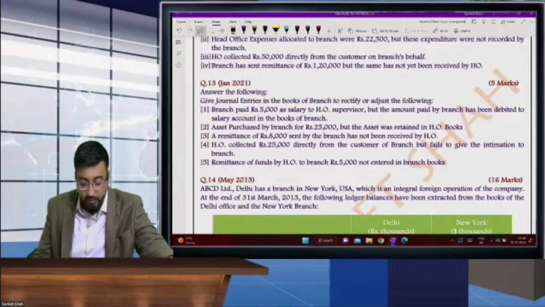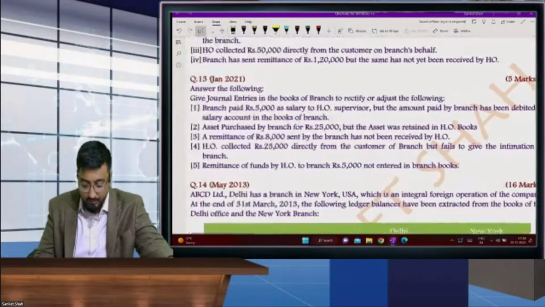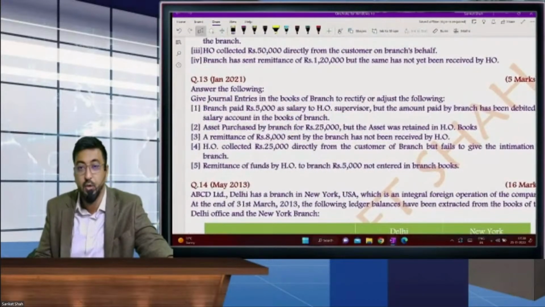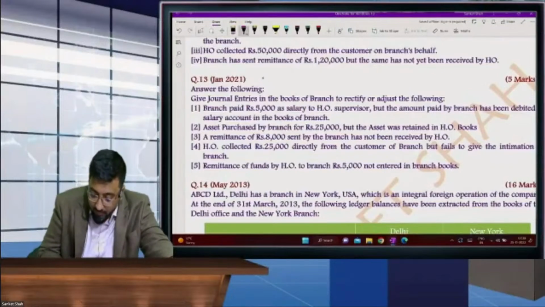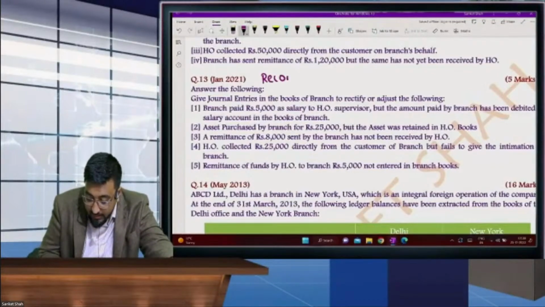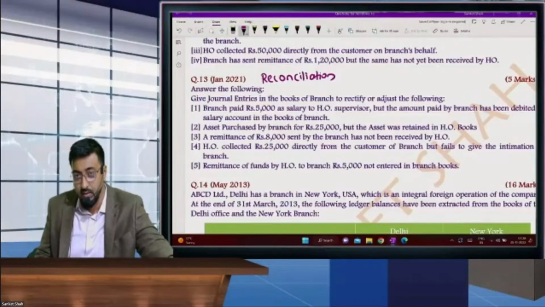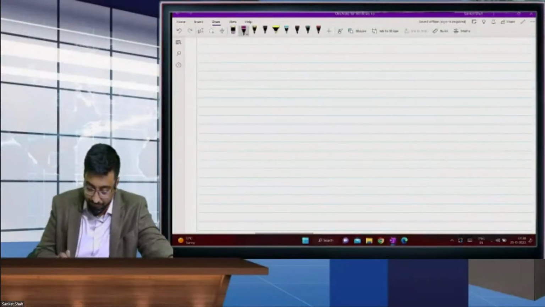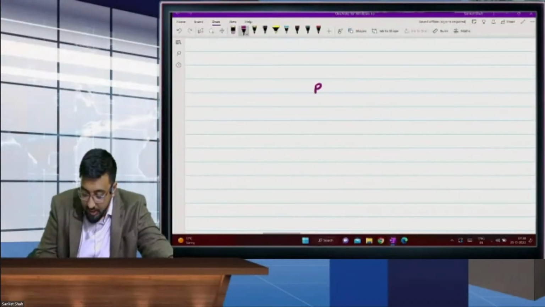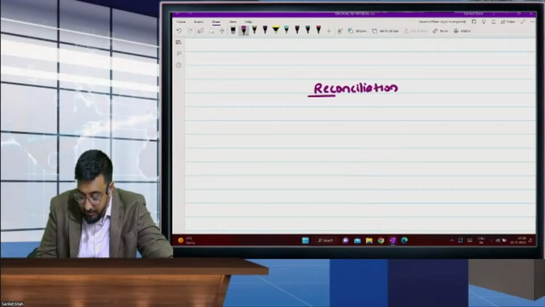January 2021 question for 5 marks. Give journal entries. So this problem you can write over there, reconciliation problem. Now what is reconciliation? Reconciliation means, quickly revise this.